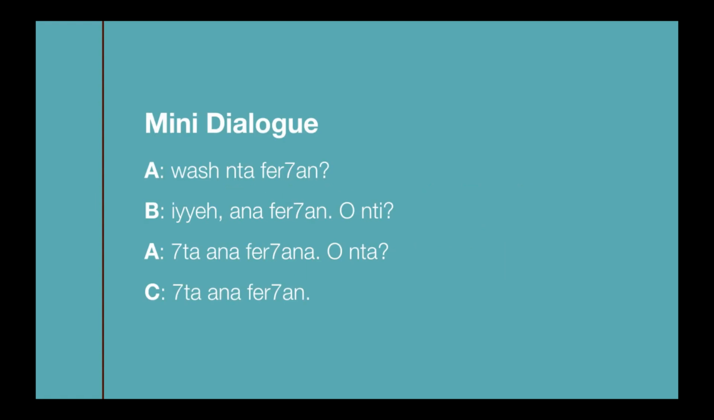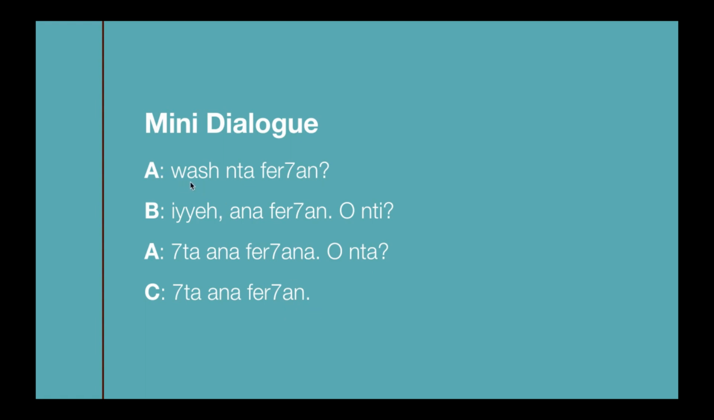Okay, here's a mini dialogue. واش انت فرحان؟ إيه. Yeah is yes or yeah, like similar to yeah. Alright, so إيه أنا فرحان. أنتي؟ حتى أنا فرحانة. أنت؟ حتى أنا فرحان.